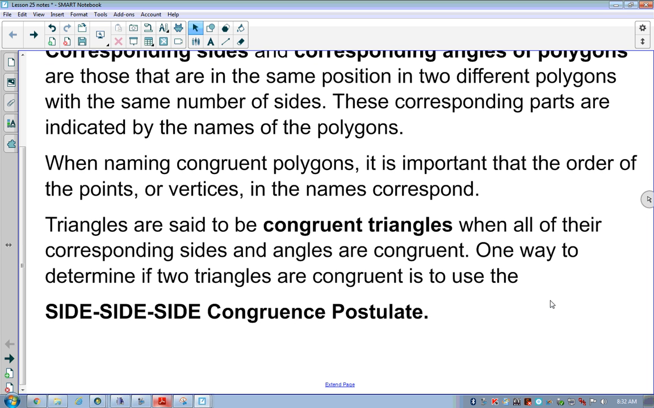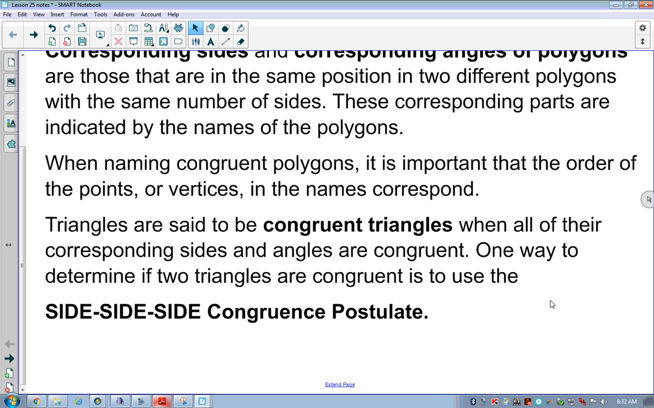When naming congruent polygons, it's important that the order of the points or vertices in the names correspond. So whenever I say triangle ABC is congruent to triangle DEF, angle A and angle D need to be the same, okay, because they're corresponding in my order. So if I'm going A, B, C, D, E, F, I need to make sure that A and D are congruent, B and E are congruent, C and F are congruent, if I'm going to use that order. Okay, does that make sense? Okay, corresponding, so it's in how we label things as well.